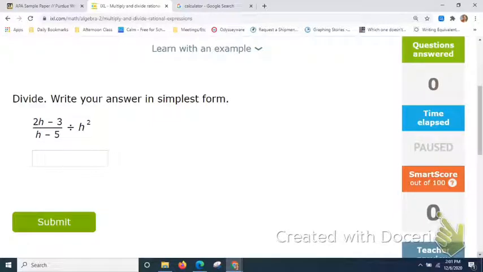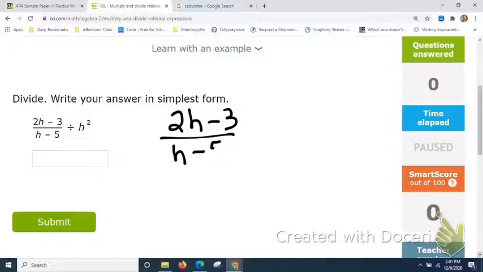All right, so as promised, this very first one is going to happen, that nothing really cancels. It says divide it by h squared. So remember that division means the same as multiplying by the reciprocal, and if that second thing is not really a fraction, it's like h squared over 1. So when I flip it over, the 1 is on top and the h squared is on the bottom. I cannot cancel out any of these h's because the 2 on the right are both being added and subtracted with something. They're not just being multiplied.